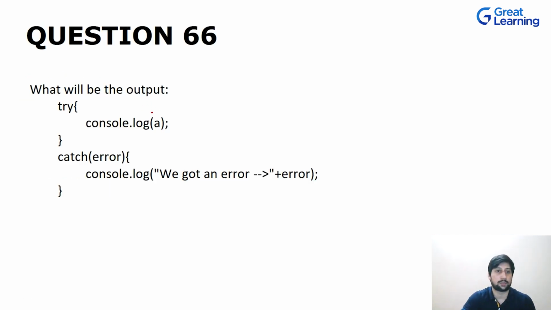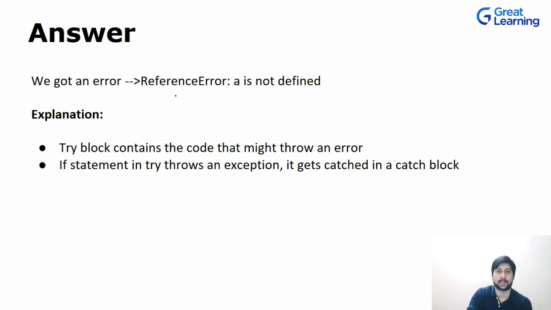Now let's see this question. In this question, we have a try and a catch block. In this, we are printing A, although we haven't defined it. Then we have a catch block in which we are catching the error, and then we are printing the message "we got an error" and then the type of the error. As we can see, clearly A has not been defined. So we will get an error and catch will catch it, and we'll get this message. So the output will be: we got an error, ReferenceError, A is not defined.